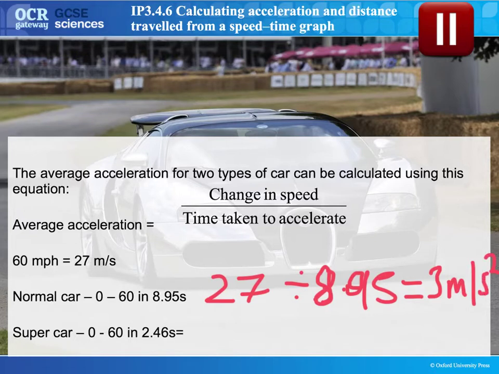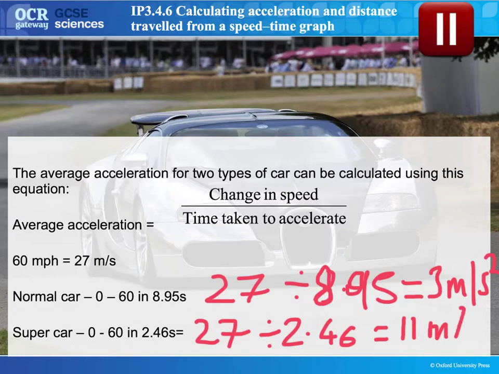A supercar will do the same journey, the same acceleration, 27 meters per second, but do it in 2.46 seconds. That gives an acceleration rate of much higher, nearly 11 meters per second squared. So a supercar will accelerate much quicker than a normal car to get to the same top speed.